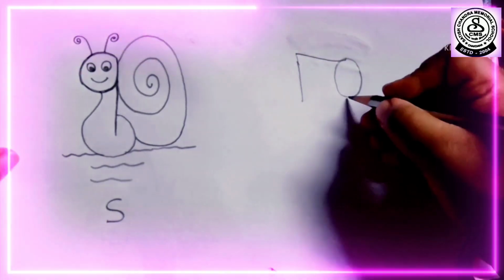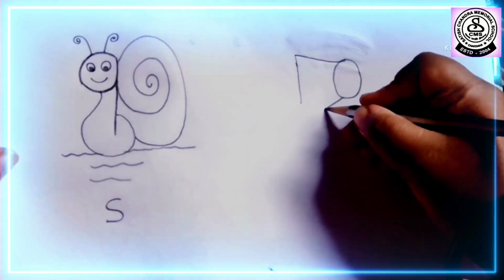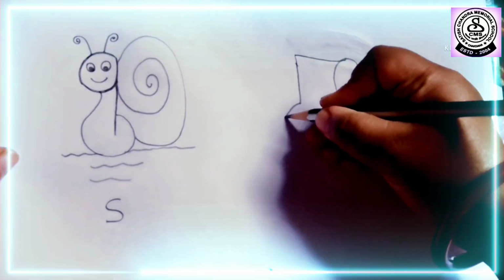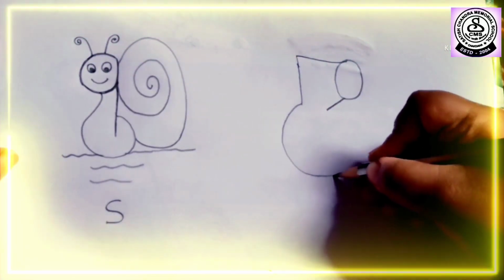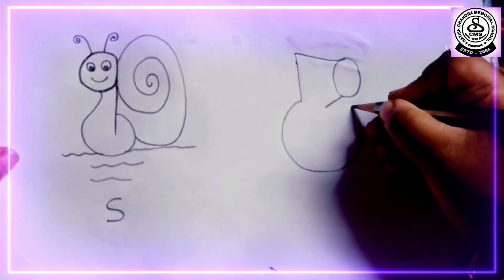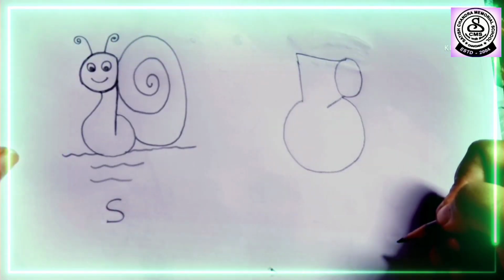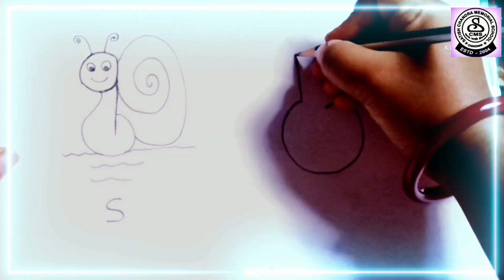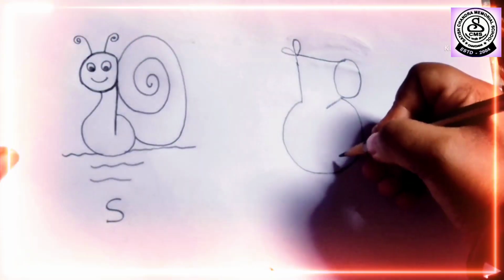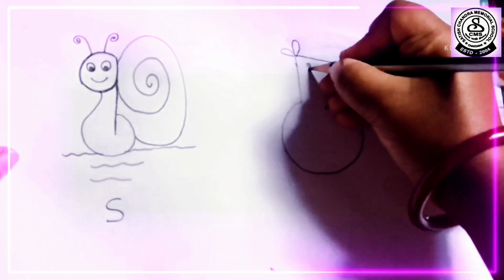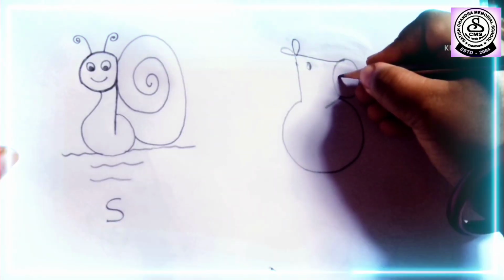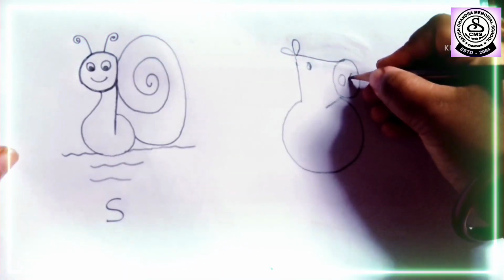Then here like this. Then we are going to draw a circle like this. Then here, two circles here.